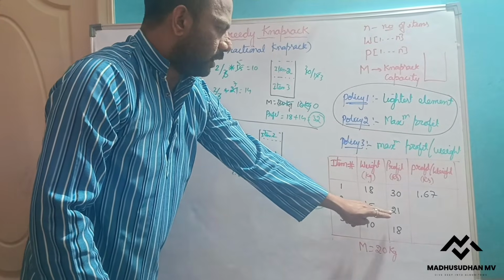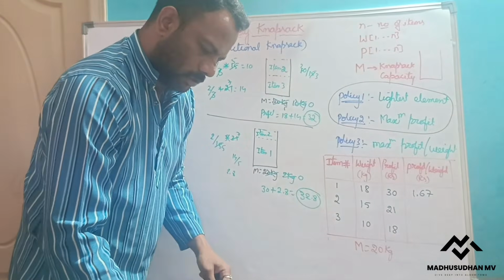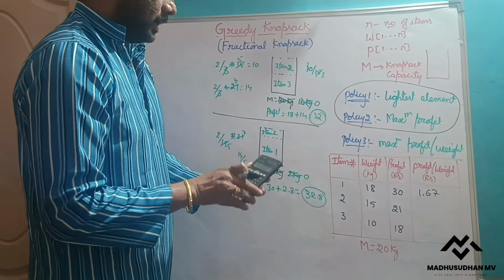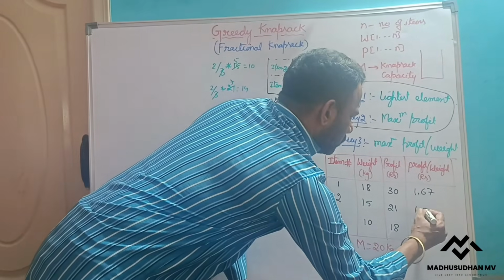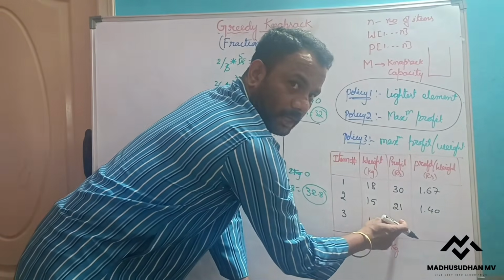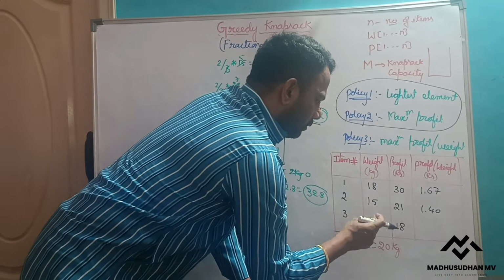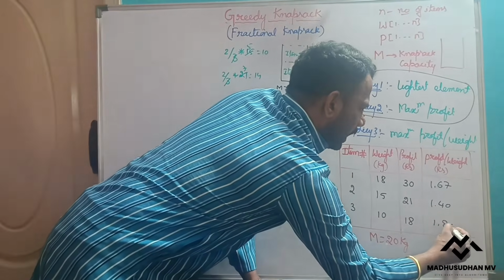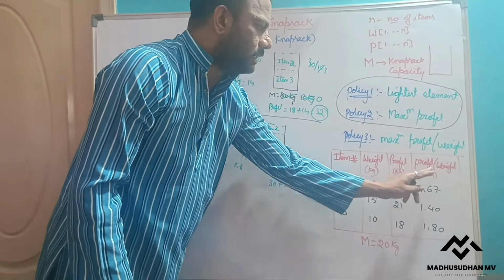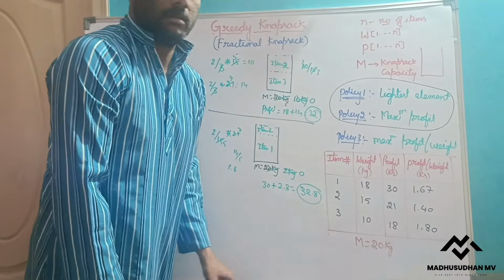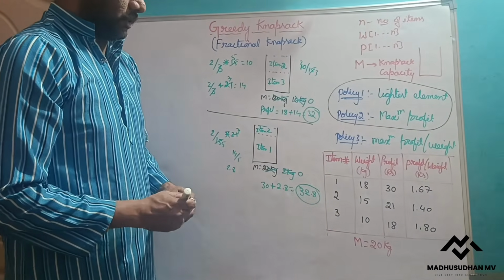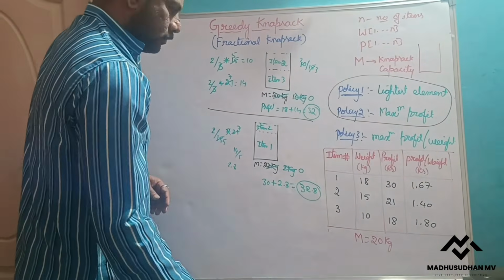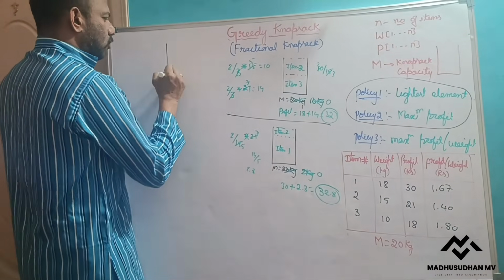Similarly, for 15 kg it is 21, so for 1 kg it is 1.40. Similarly, for 10 kg 18 rupees, for 1 kg it is 1.80. So this is the profit per unit weight. Now I need to check this one. So now I will apply policy 3. What does policy 3 say?